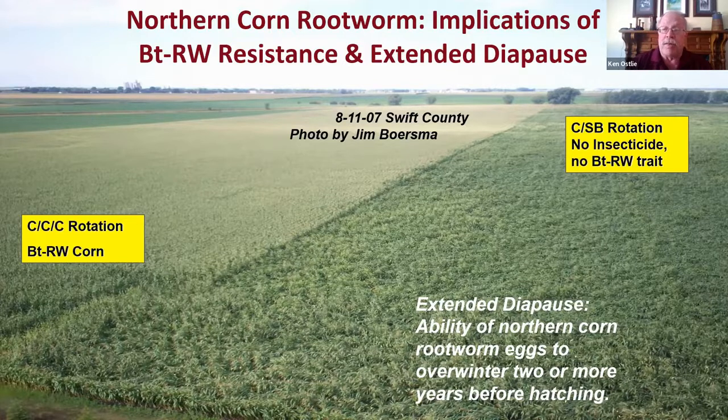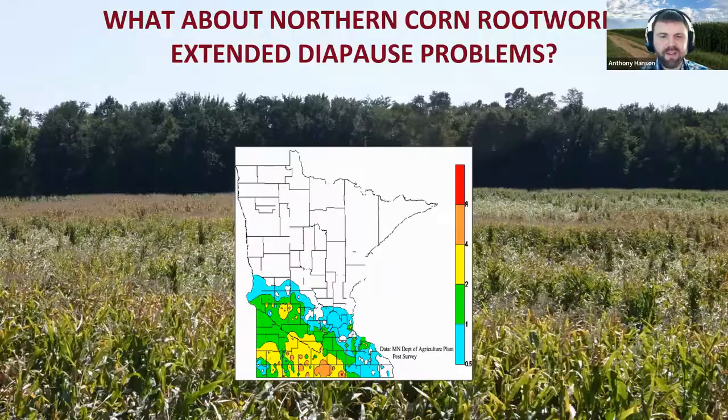And then on the right, we have the rotated corn. And in this case, there was no protection to the root systems. Or alternatively, the right side could reflect a BT resistant northern corn rootworm population. So it's important to start keeping track of what's going on with northerns. So Ken, this could lead into some of your other slides you have.